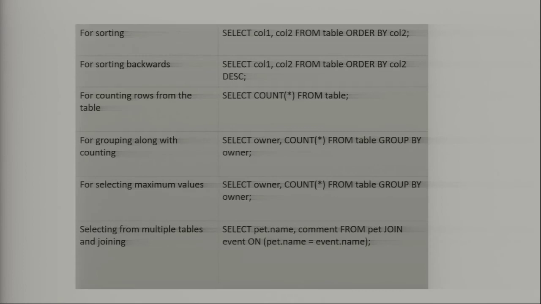Next is selecting from multiple tables and joining. When you want to work with tables, there is a set of tables which are related to each other based on relationships. How well you join them matters. The join concept is very important from the referential integrity point of view, the primary key and foreign key concept. So select pet.name, comment from pet join event on pet.name equal to event.name. This is how you join it.